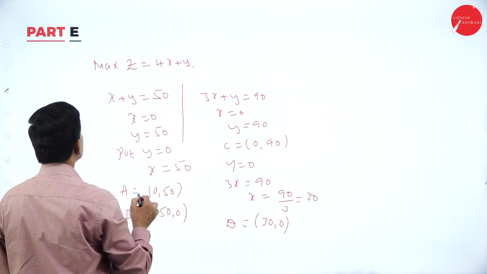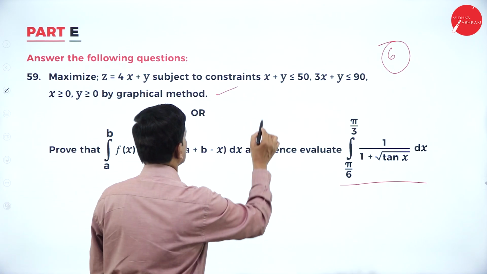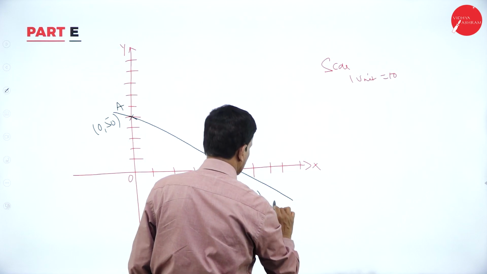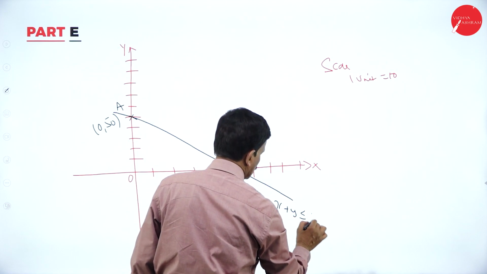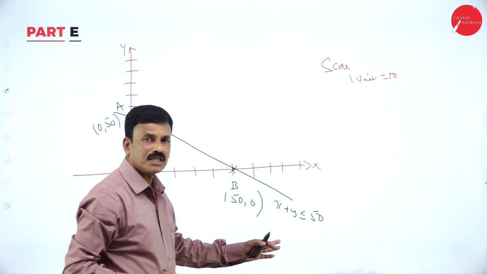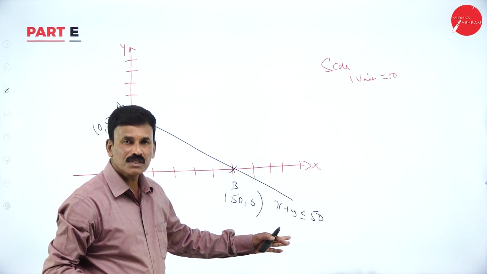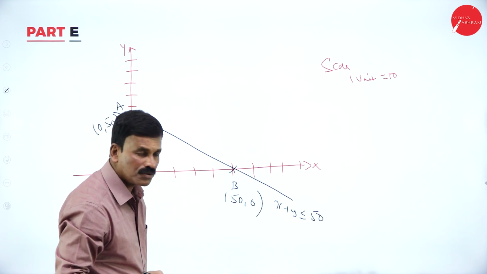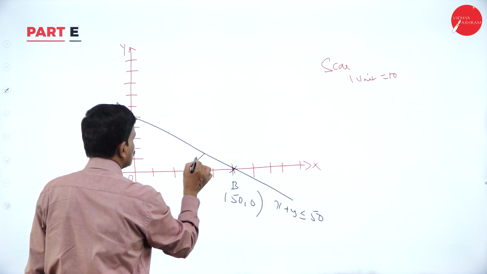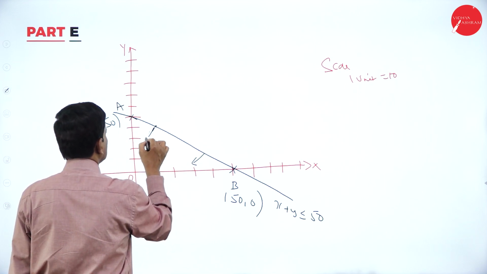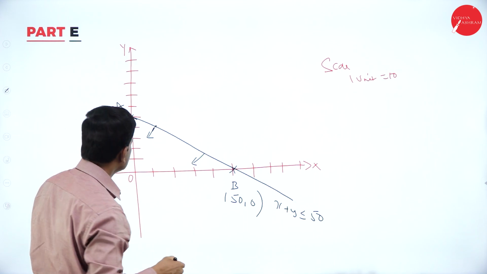What is this line? x plus y is less than or equal to 50. If you put x equal to 0, y equal to 0, 0 plus 0, which is less than or equal to 50, is true. Therefore, it is in the downwards direction. The feasible region is in the downwards direction.